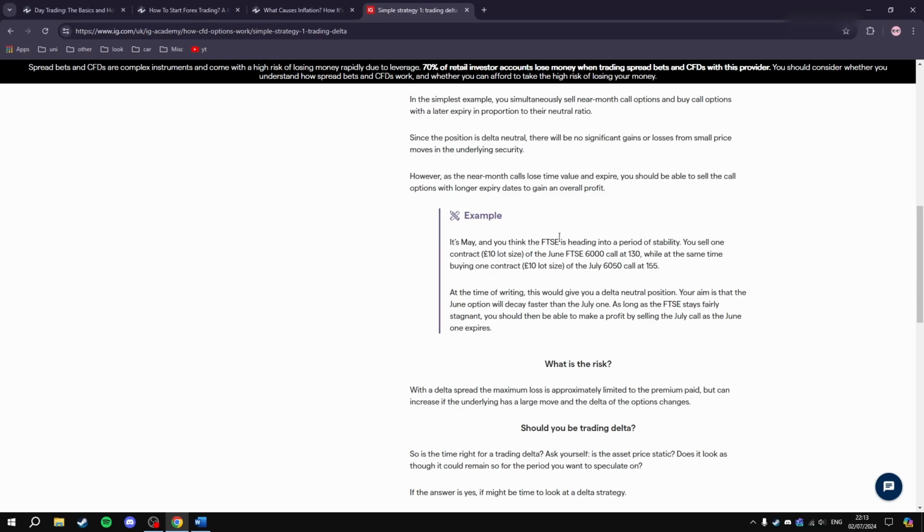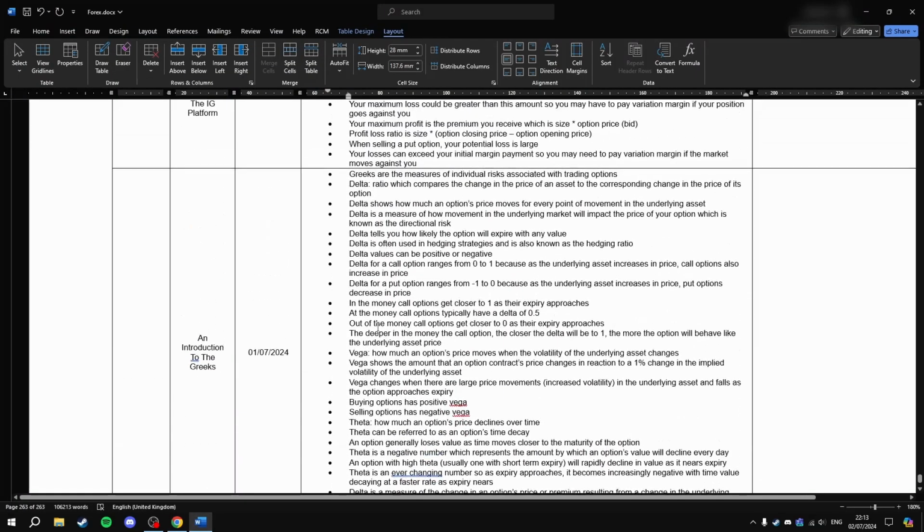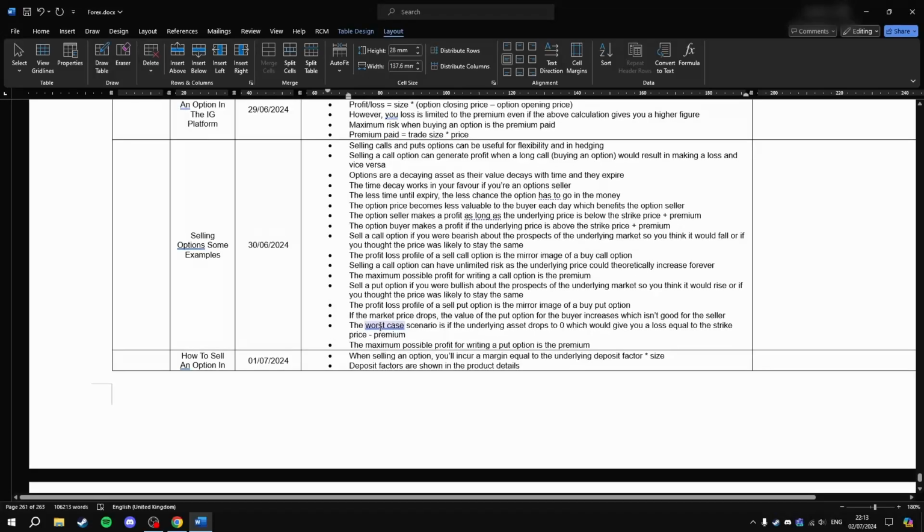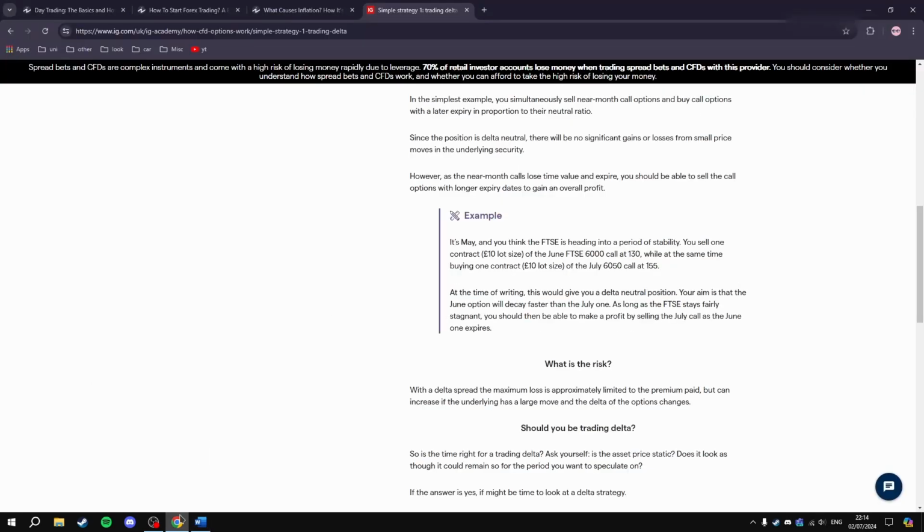Oh no, you sell one contract of June, so you're selling a call contract. Selling a call option can generate profit, whereas a long call, so buying an option, will result in making a loss. So you sell a call option if you're bearish about the prospects of the underlying market, so you think it would fall, or if you thought the price is likely to stay the same.